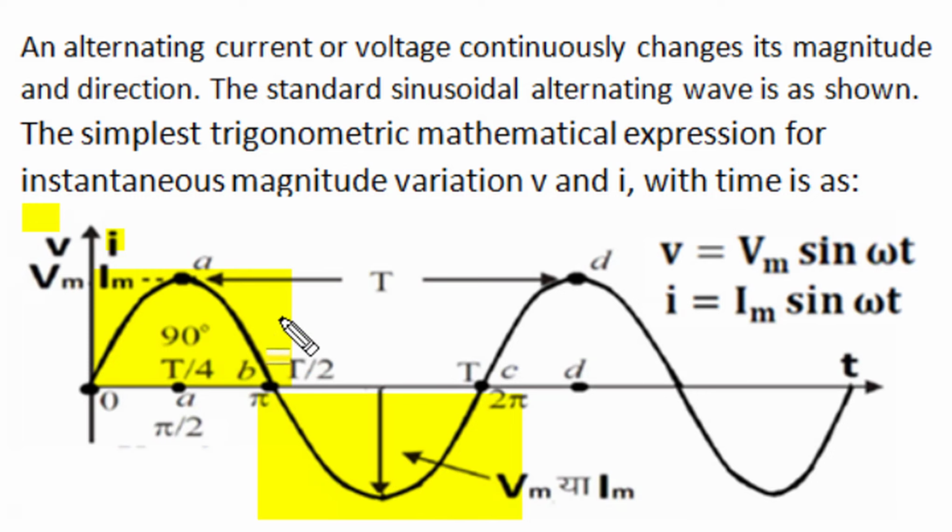The mathematical trigonometric expression for the instantaneous magnitude of voltage and the instantaneous magnitude of current is written like this: v equals Vm sin omega t, and instantaneous current is equal to Im sin omega t. And with time, when the argument omega t changes, the sine of omega t multiplied with the respective amplitude will show the variation of instantaneous magnitude with time.